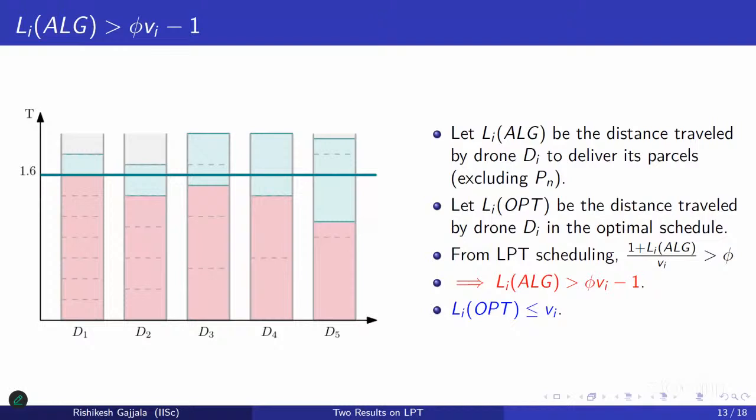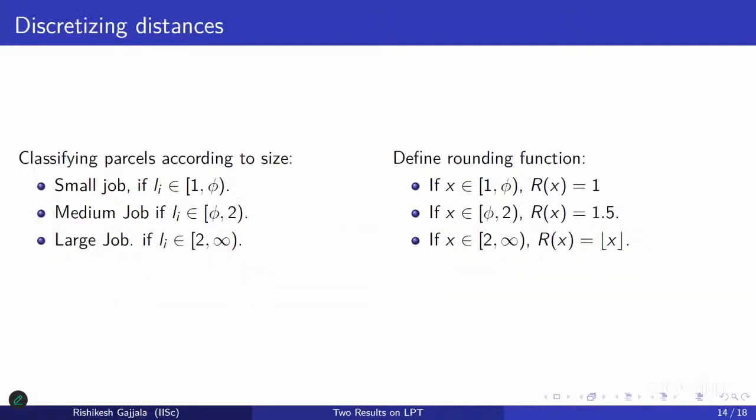And for this, we discretize the sizes. That is, we split the jobs into three types: small, medium, and large. Small jobs are the jobs which are of size 1 to 5. Medium jobs are of size 5 to 2, and the large jobs are 2 or larger.